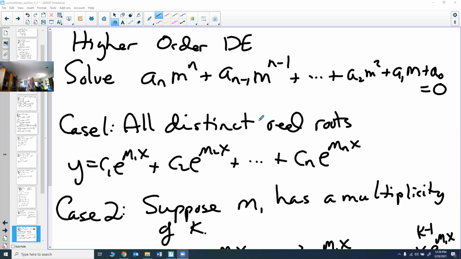One solution is they're all distinct real roots, in which case you just have c1 e to the m1x plus c2 e to the m2x and so forth. Again, as a reminder, we are using the fact that y is equal to e to the mx, and that's how we get that auxiliary equation. So you'd have your distinct real roots. If they're all distinct, you get these nice little equations put together.